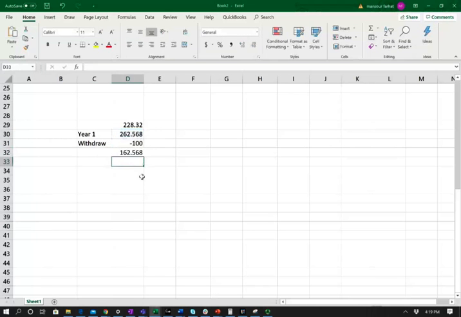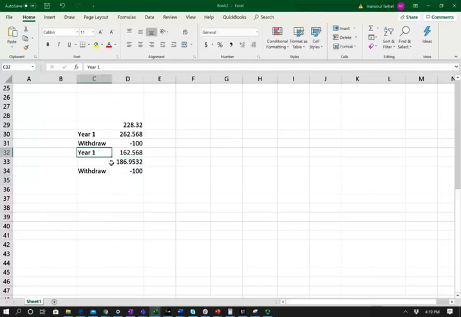Then you're going to have left $162.57. This is year two. This money is going to grow also at 15%, times 1.15. It's going to become $186.95. Then you're going to withdraw $100 from this money, and you're going to see this is year two.